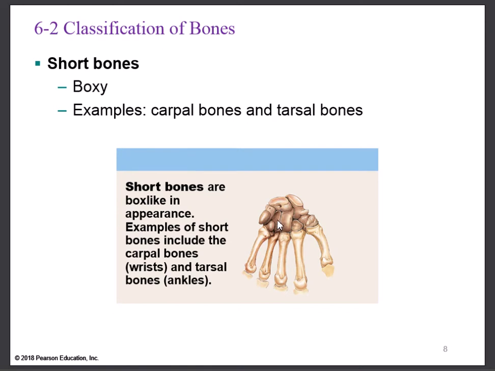There's no long shaft in the middle or anything like that. So these are considered short bones. The two great examples are the carpal bones that make up the wrist and the tarsal bones which make up our ankle or foot area.